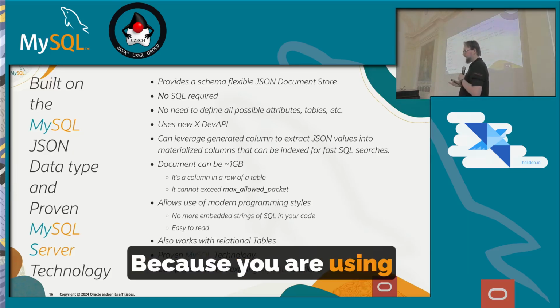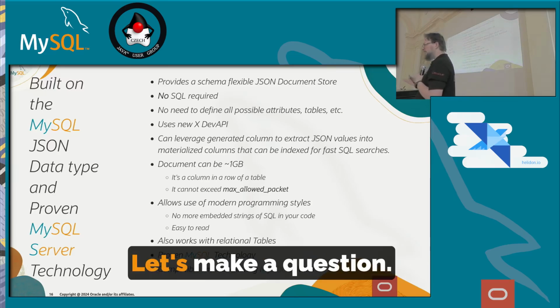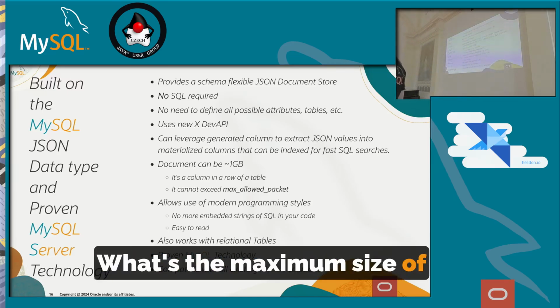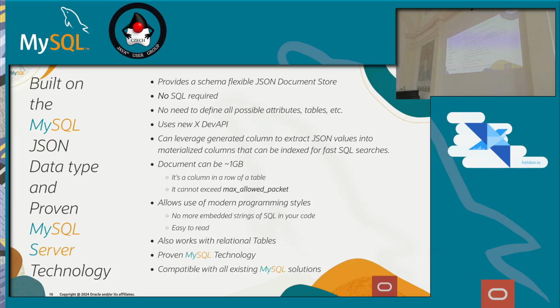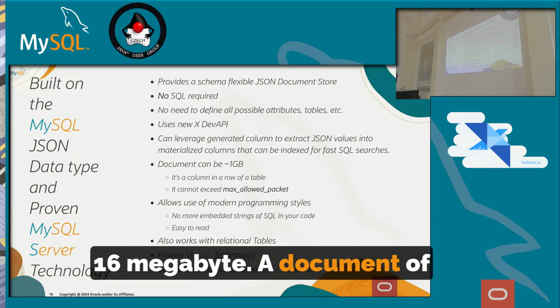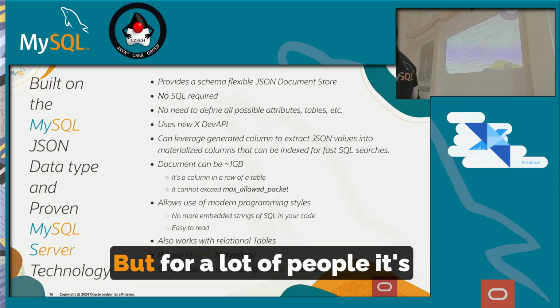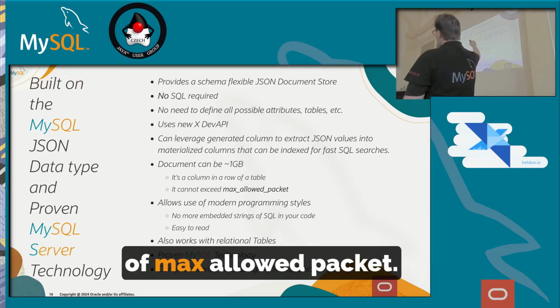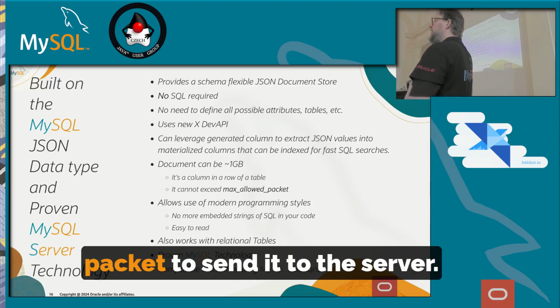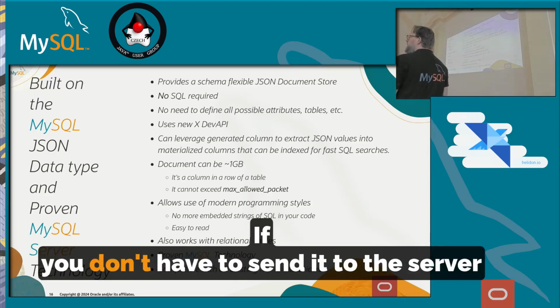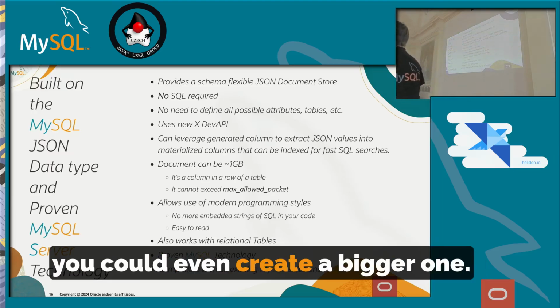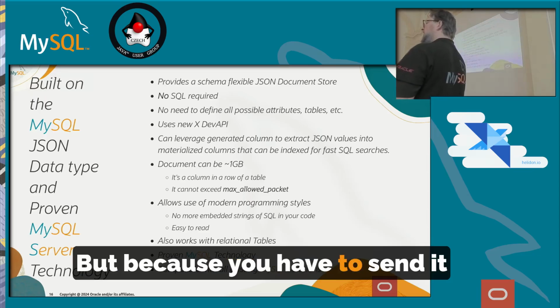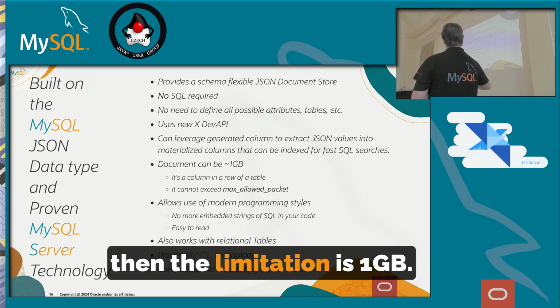Because you are using MongoDB, right? Let's ask a question. What's the maximum size of a document in MongoDB? Maybe 16 megabytes. A document of 16 megabytes is big, right? But for a lot of people, it's not big enough. So with MySQL, we have 1 gigabyte. This is the limitation of max allowed packet, the maximum you can have for a packet to send to the server. If you didn't have to send it to the server, you could even create a bigger one. But because you have to send it, the limitation is 1 gigabyte.